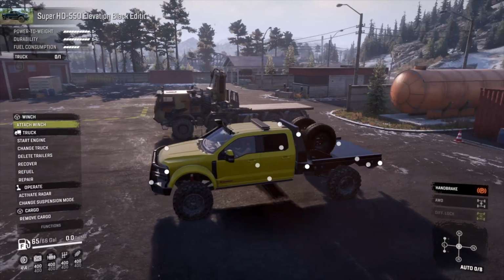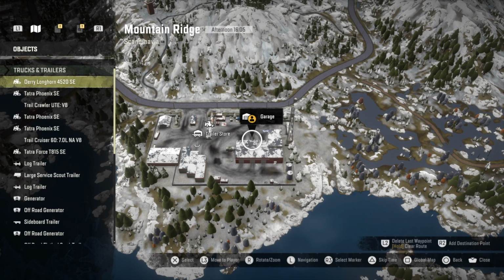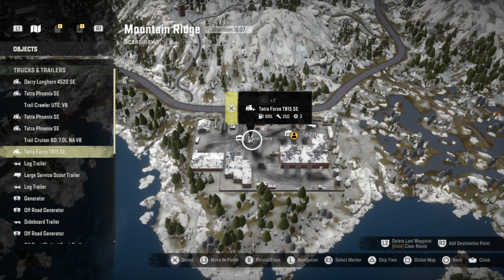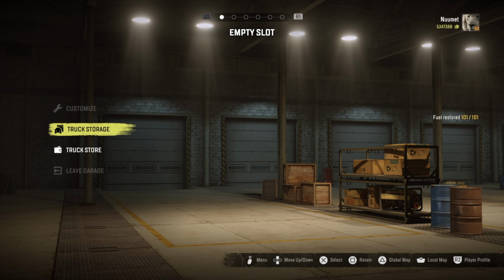Recover. I'm only doing this because I already have a lot of mods out on the map. As you can see, I already have a lot out there. So let's not add to it. Let's just recover these now. I only brought these out for the video.